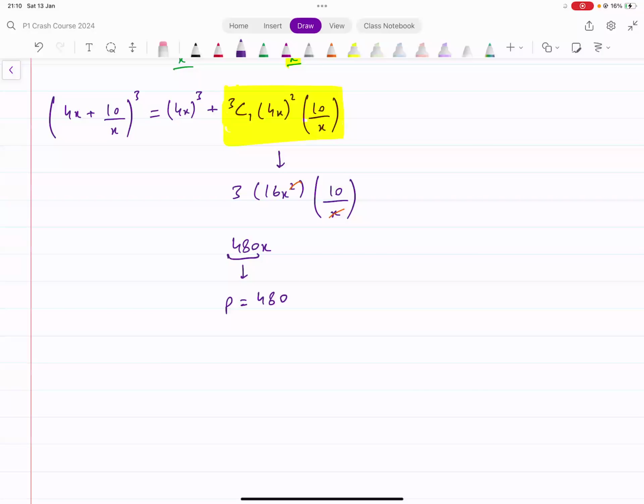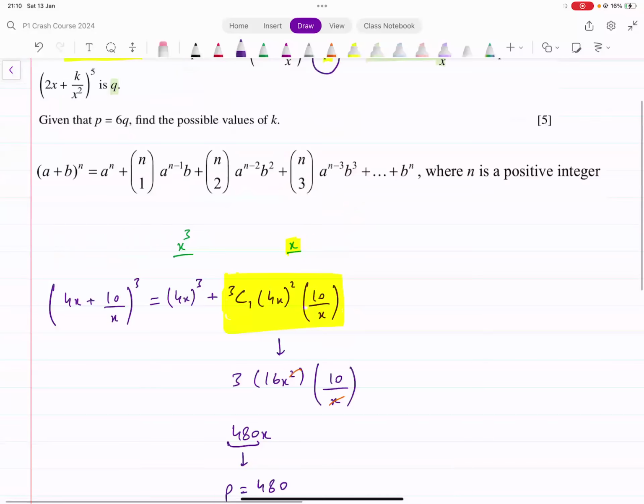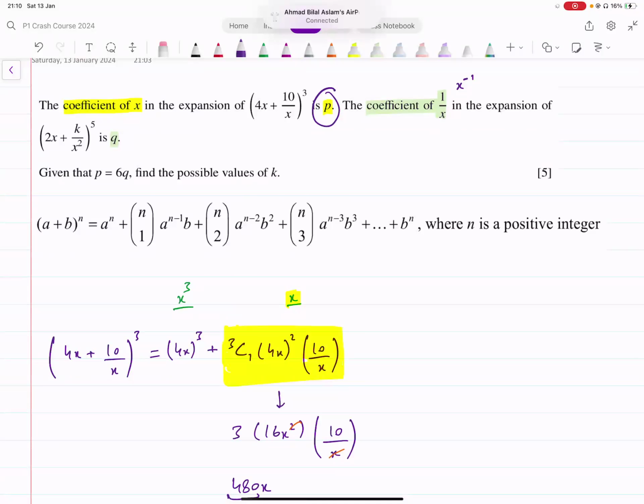Now, let's look at the second expansion. You need x raised to power minus 1. And they are saying that this is supposed to be q.